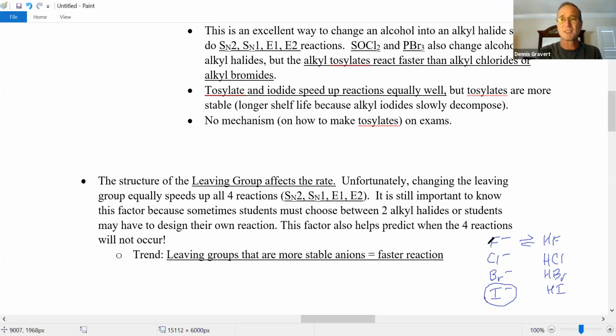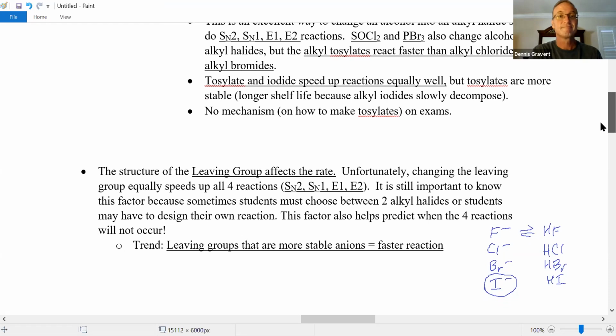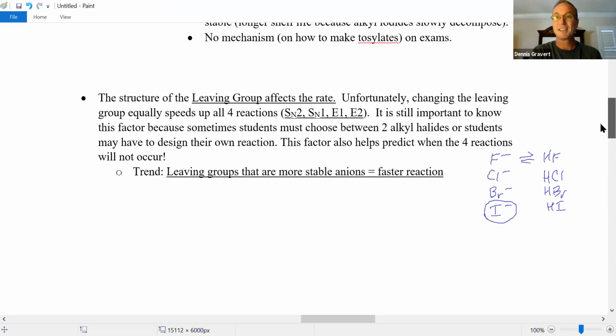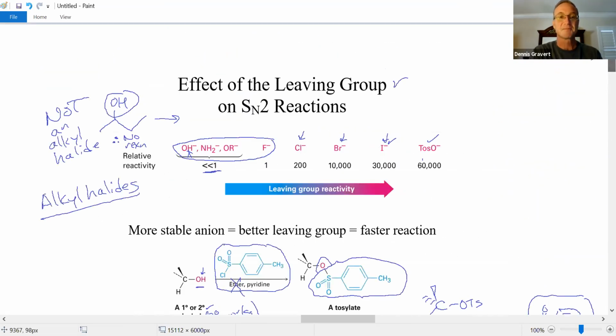And again, sort of like Teflon. That's how I remember it. Fluoride's not a good leaving group. Doesn't do Sn2 reactions or any of the other reactions, E1, E2, or Sn1. All right, leaving group was our third factor.